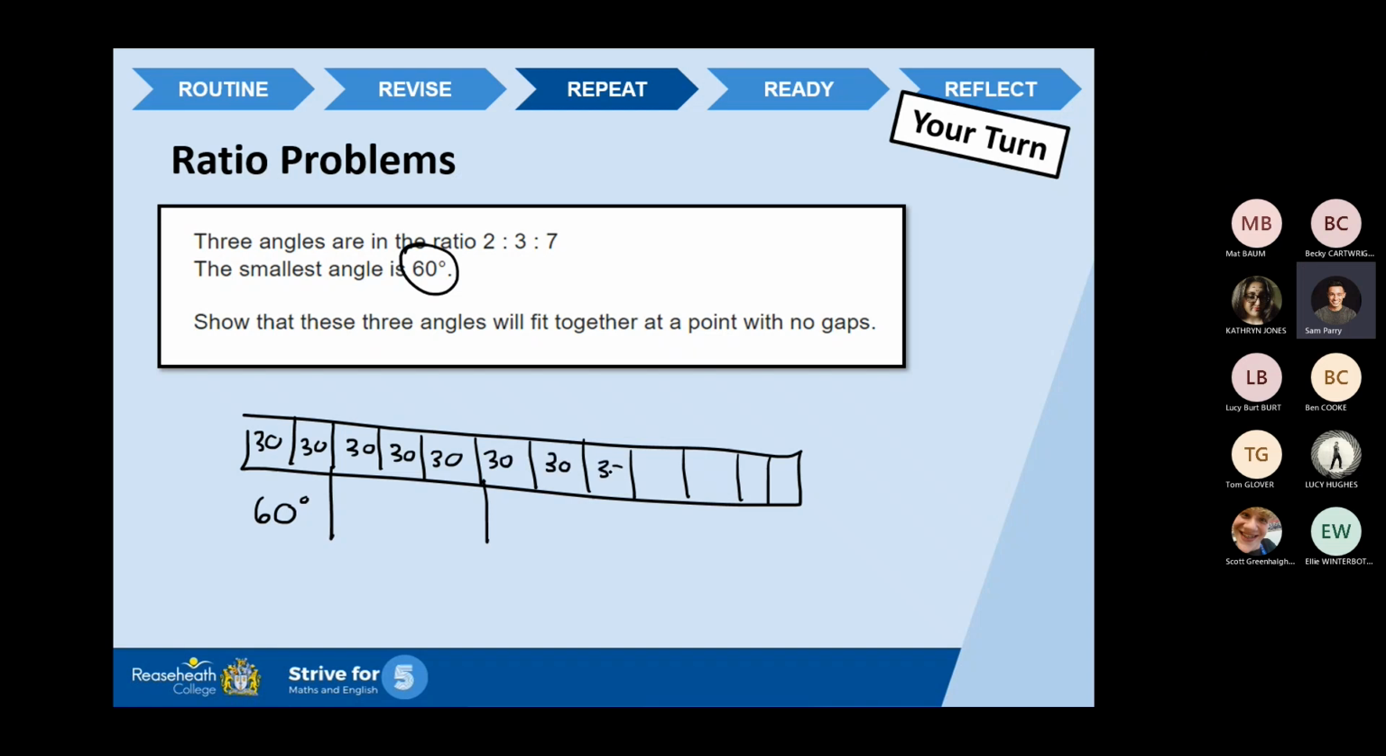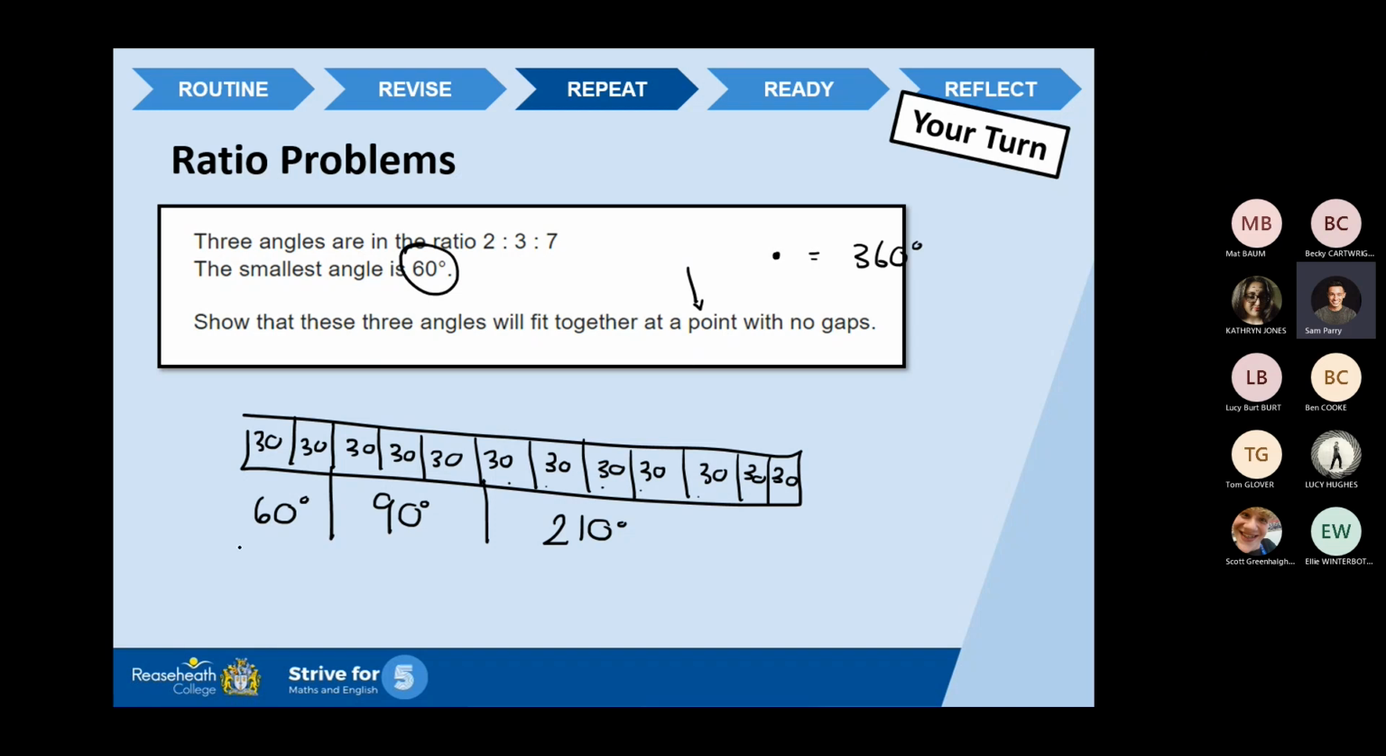Now, it takes a little bit of time sometimes when it's a big ratio, but hopefully now you can see there's 3 lots of 30 there, so that's 90 degrees. And then 1, 2, 3, 4, 5, 6, 7 lots of 30 is 210 degrees. Now it says show that these 3 angles will fit together at a point with no gap. So angles around a point add up to 360 degrees.